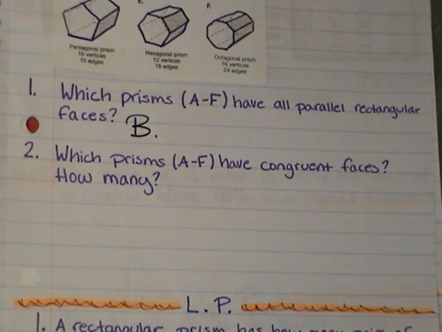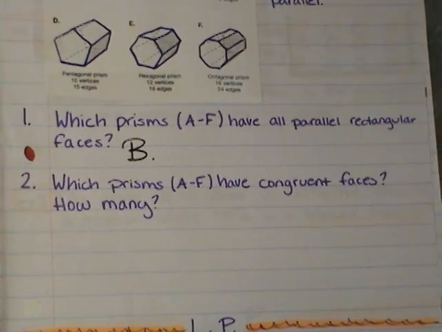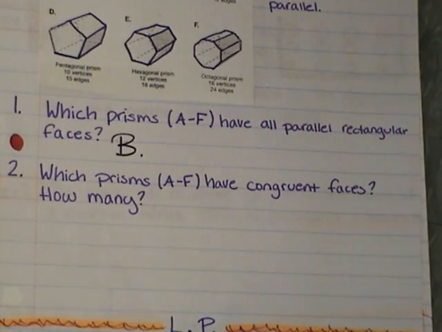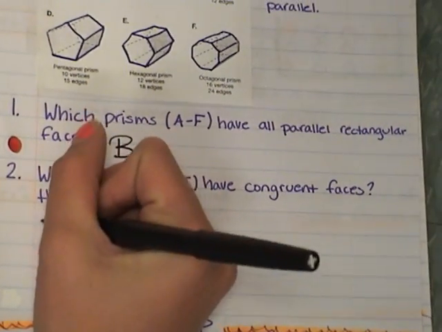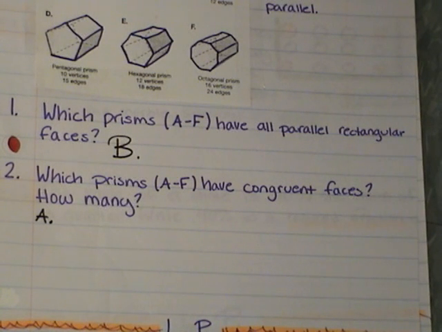Okay, so you're not looking at the bases really, you're just looking at the sides. How many pairs of congruent faces do they have? I'm going to do the first one with you, so then maybe you can do the rest by yourself, and then pause it and check to see if you got it right. Okay. I'm starting with prism A, and I'm going to see how many congruent faces.